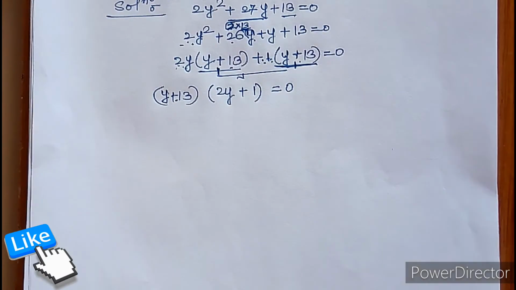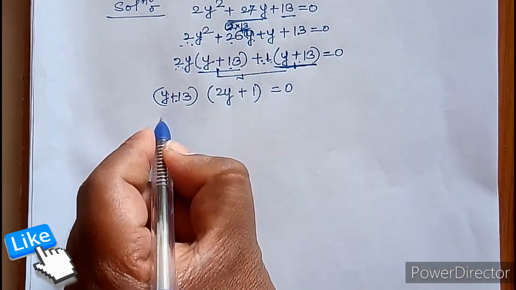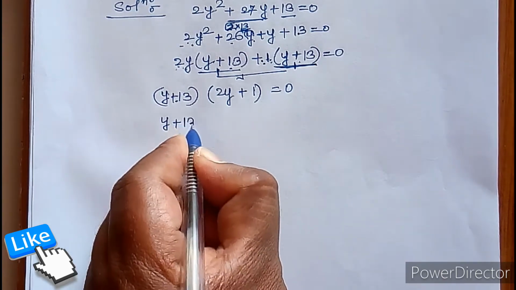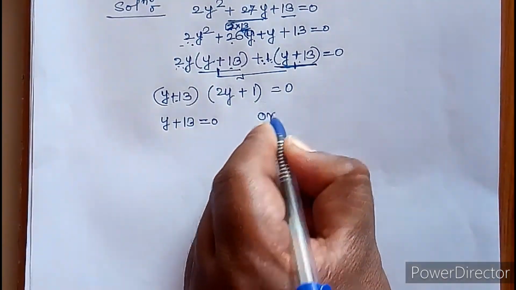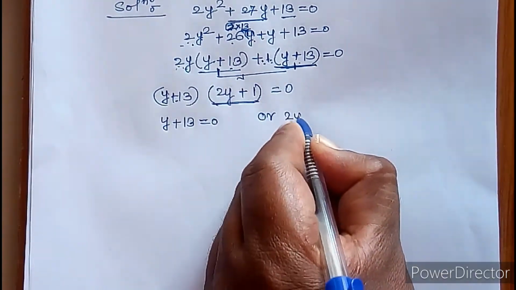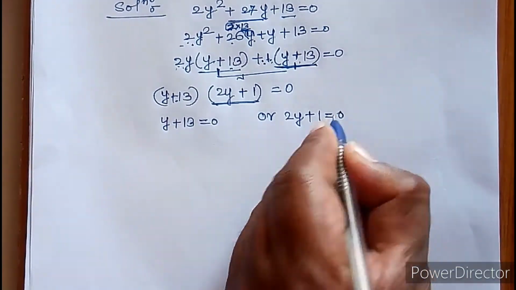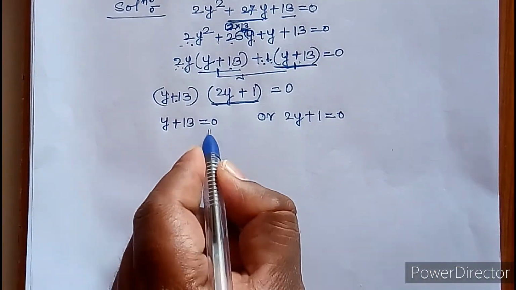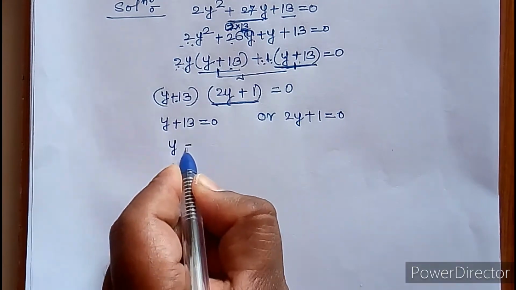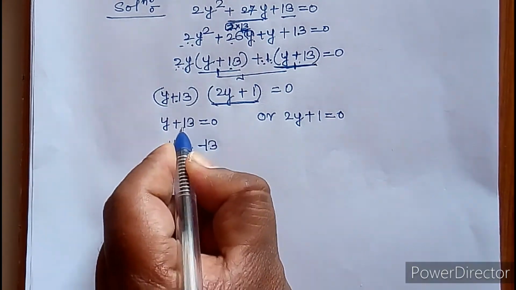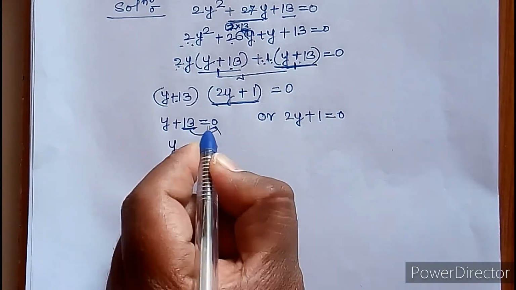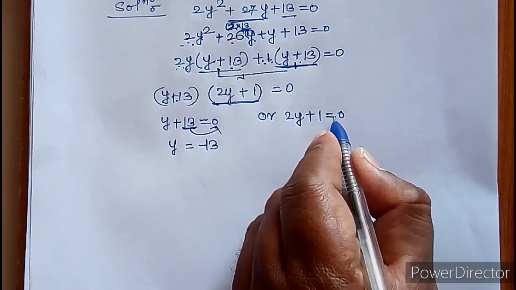Now we get y plus 13 and 2y plus 1 equals to 0. It means that y plus 13 equals to 0, or 2y plus 1 equals to 0. From y plus 13 equals to 0, y equals to minus 13, since 13 is shifted to the right hand side with a change of sign.